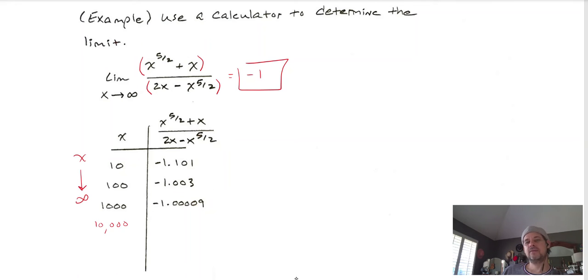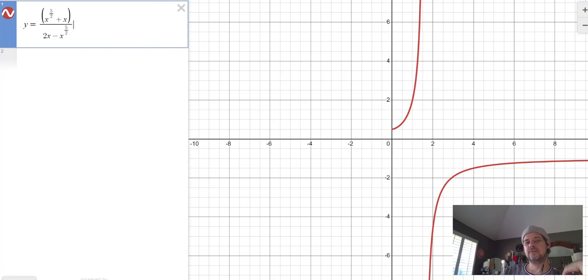Now, speaking of calculators, we could make use of something that everybody would have access to. Take this function right here, x^(5/2) plus x divided by 2x minus x^(5/2). Let's put that in desmos.com/calculator. Of all the things out there, this is something that people use a lot in my class, so I'll give it to you. I think it's a pretty good tool. I put that function in, and it will graph it for me, okay?